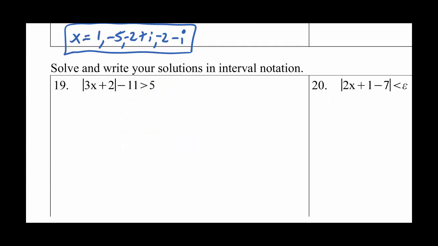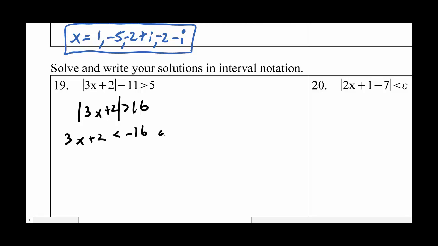Alrighty, number 19, my first task is to isolate out the absolute value. Once I've figured out which type it is, then I can decide which method I want to use to get rid of the absolute value. So I'm going to add 11 to both sides. So 3x plus 2 is greater than 16. Now, it's greater than a positive number, which means we're going to break this up into the OR statement. So I'm going to break this up as 3x plus 2 is less than negative 16, or 3x plus 2 is greater than positive 16. And then I'm going to solve for x.